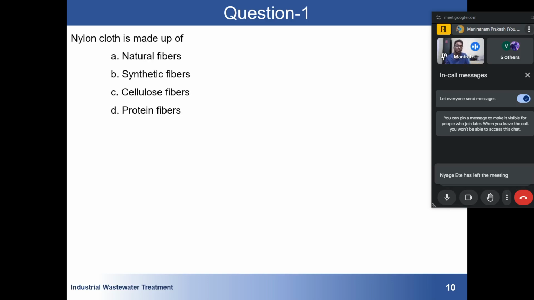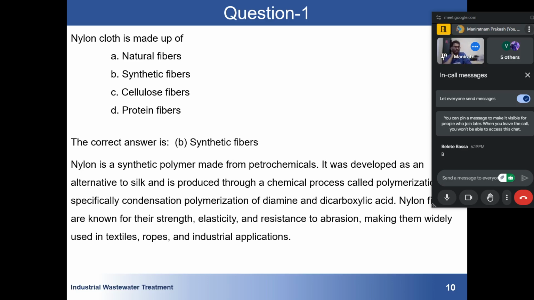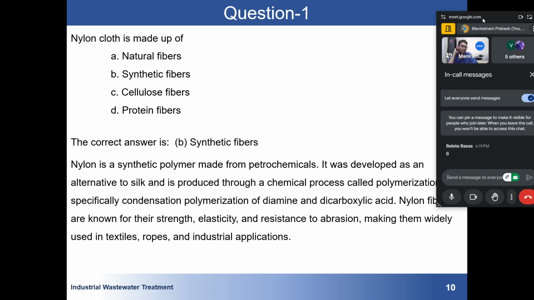So this is the first question. Nylon cloth is made of. Very easy question. B, synthetic fibers. Yes, the correct answer is B, synthetic fibers.